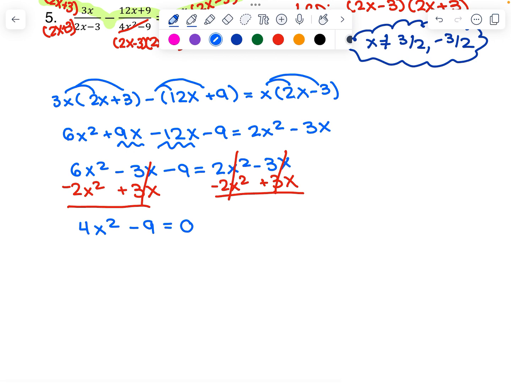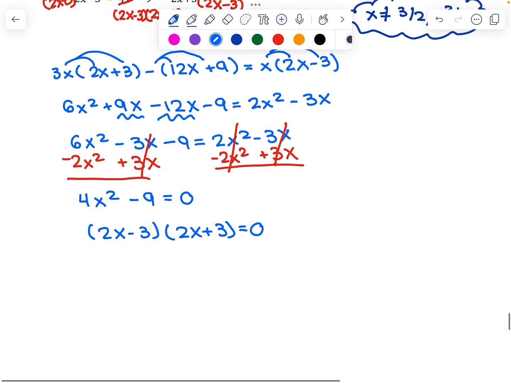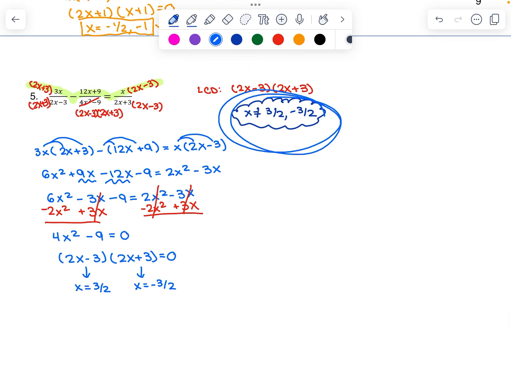So you could either use the square root method, add 9, divide by 4, and square root both sides to get plus or minus 3/2, or you could factor this, which is 2x minus 3 times 2x plus 3, which gives you two solutions, x equals 3/2, and x equals negative 3/2, which we know is part of our solutions that it cannot be.